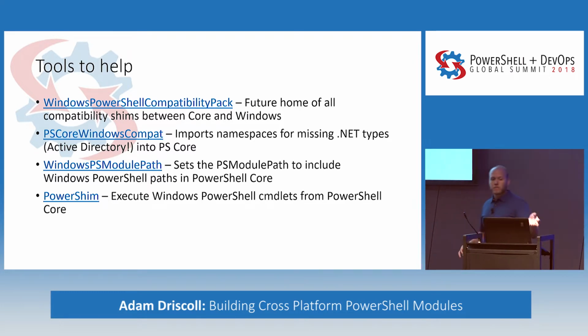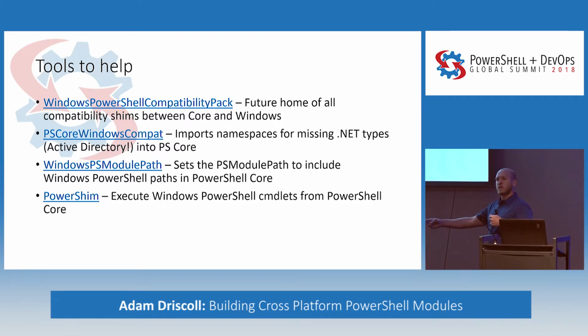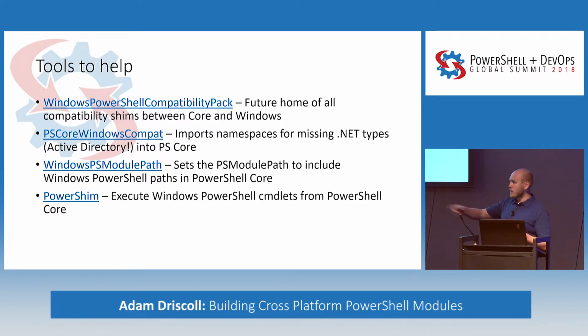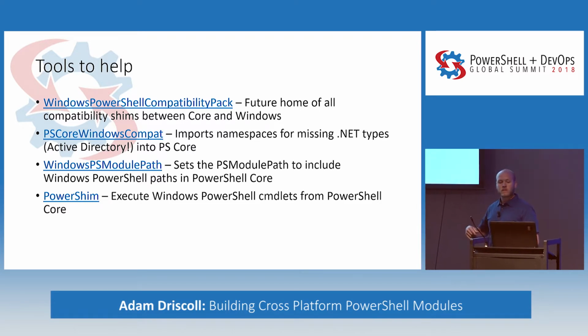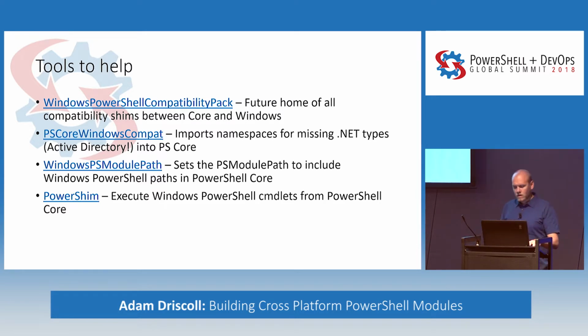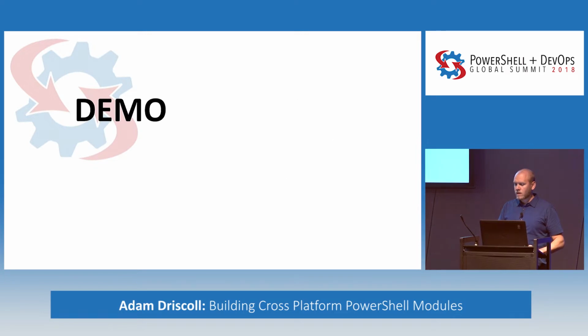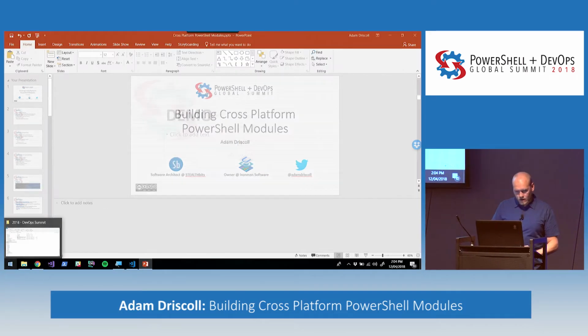And then I came up with a module called PowerShim. What it does is it launches a Windows PowerShell exe behind the scenes, and then it does local remoting to that Windows PowerShell exe from PowerShell Core, so that you can execute your Windows PowerShell commandlets that aren't supported in PowerShell Core inside PowerShell Core. So I'll show you guys a little demo of that. All right, cool.